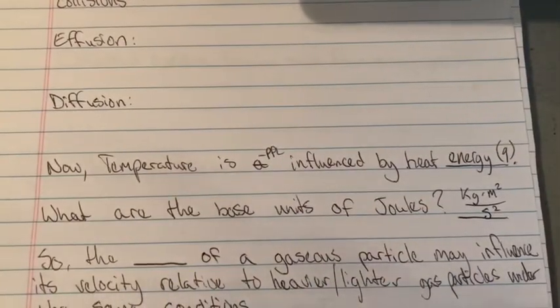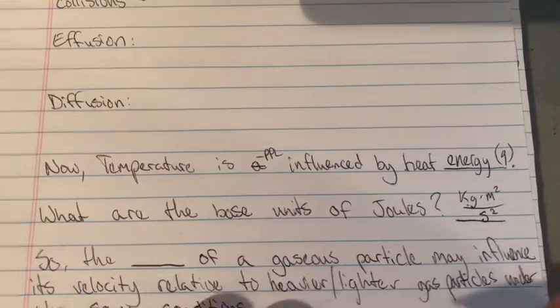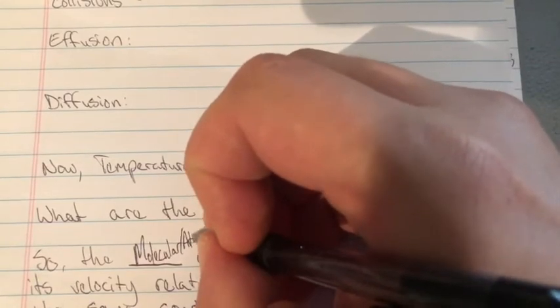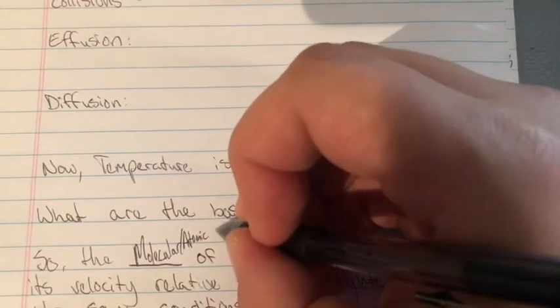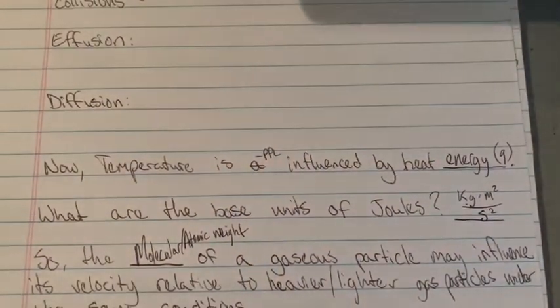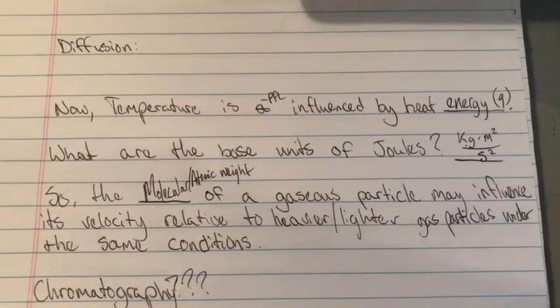So the blank of a gaseous particle may influence its velocity relative to heavier or lighter gas particles under the same conditions. That is going to be the molecular weight, right? Or the mass of that particular particle. So the molecular weight or atomic weight, you're talking about an inert gas, or more specifically a noble gas. Okay, so heavier ones are going to move slower under the same ideal conditions versus lighter ones, right?